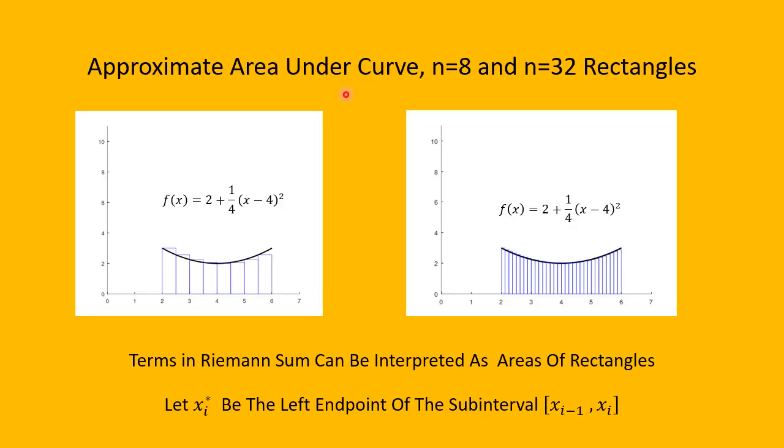For the approximate area under the curve, we're going to approximate it 2 times. One time with n equals 8 rectangles, like we see over here, and then to get a better, more accurate approximation of that area, we'll use 32 rectangles. And you can see here 32 rectangles.